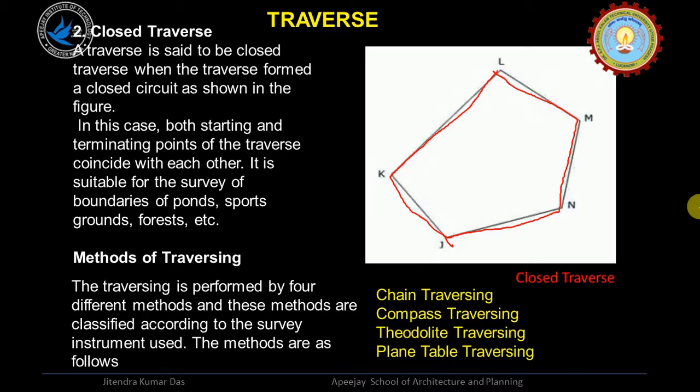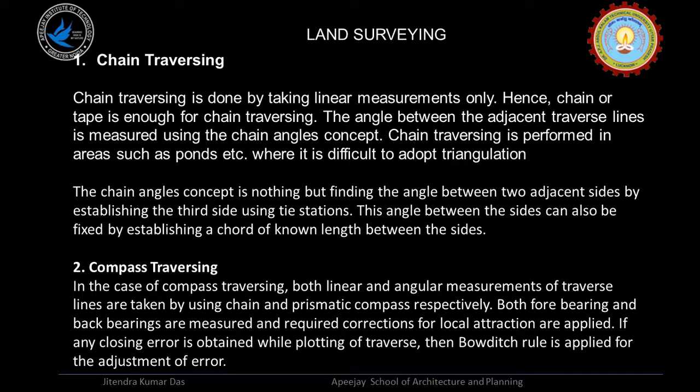Method of traverse. It depends on the instrument generally we use during the surveying. So it may be chain traversing, compass traversing, theodolite traversing, plane table traversing. At present time, total station as a tool may be used. In that case, we may say it total station traversing. So traversing is performed by four different methods, and these methods are classified according to the survey instrument used. The methods are already mentioned.